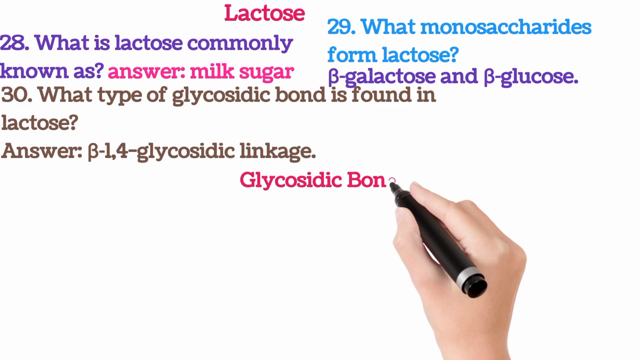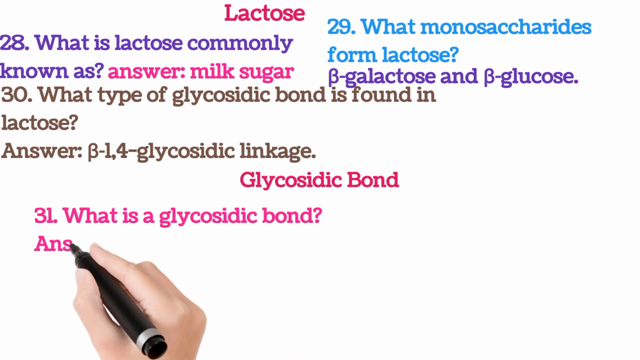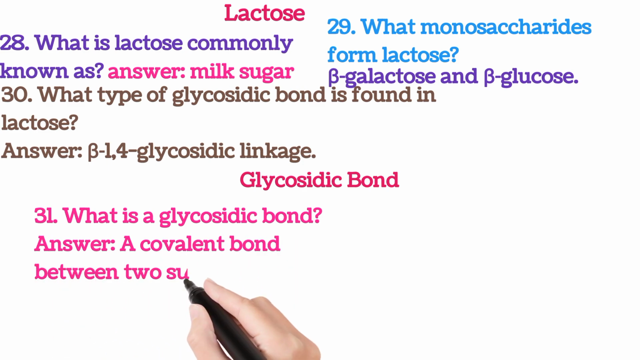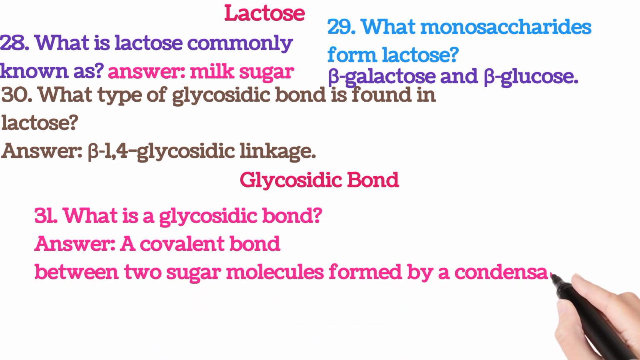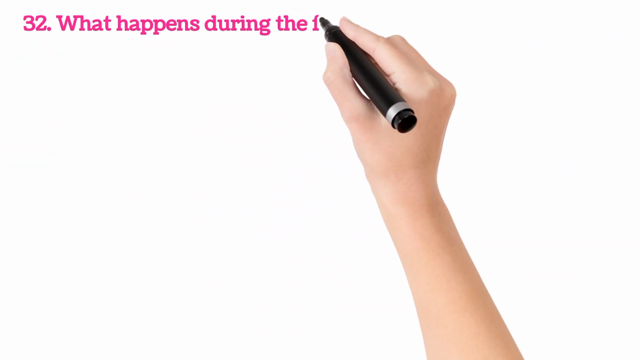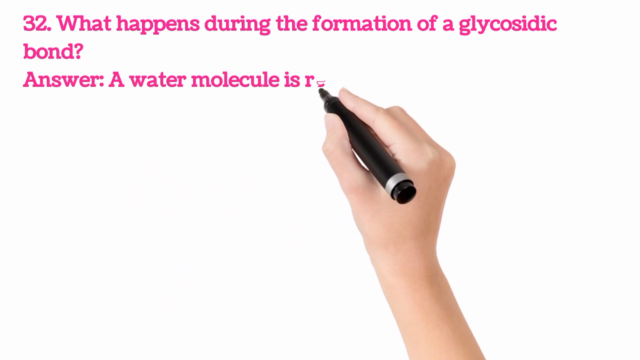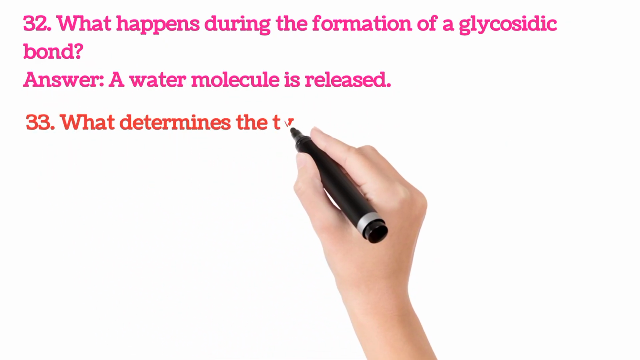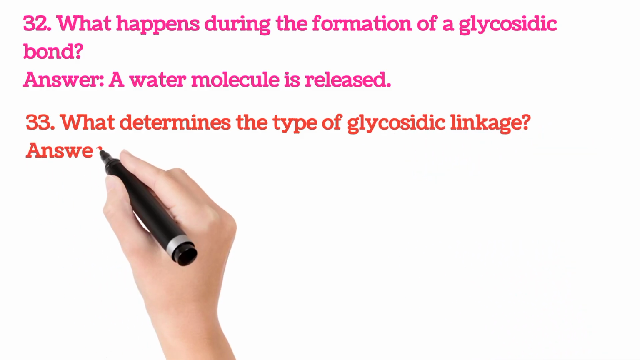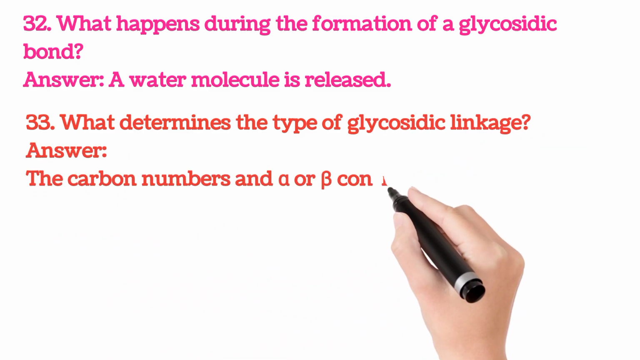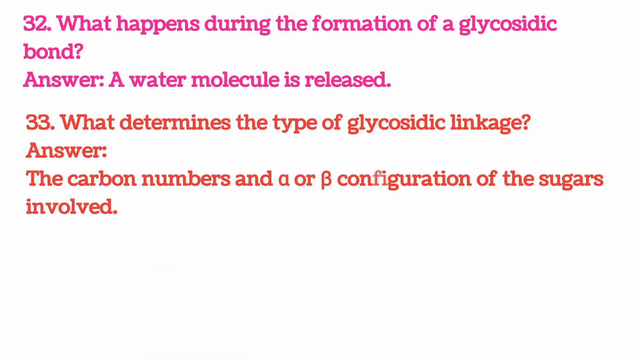Glycosidic bond. 31. What is a glycosidic bond? A covalent bond between 2 sugar molecules formed by a condensation reaction. 32. What happens during the formation of a glycosidic bond? A water molecule is released. 33. What determines the glycosidic linkage? The carbon numbers and alpha or beta configuration of the sugars involved.